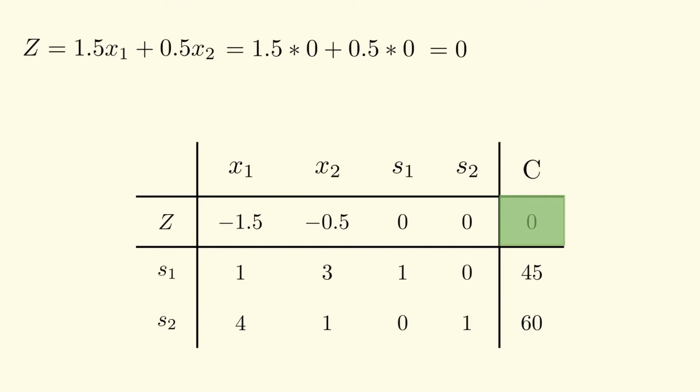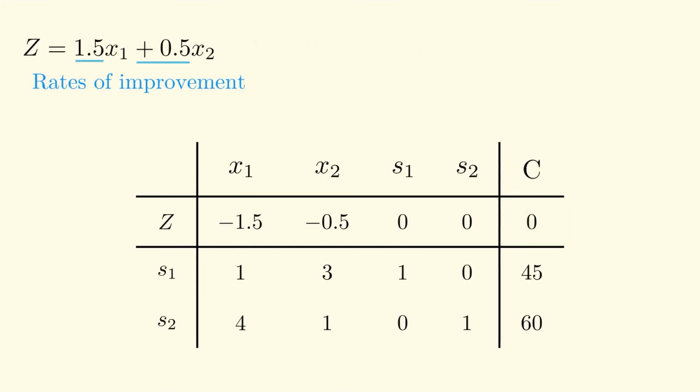But the simplex method moves along the edges of the feasible area, which is equivalent to changing the values of the variables one at a time. So we need to select one variable to increase. To reach the optimal solution as quickly as possible, it makes sense to select the variable with the largest rate of improvement. So we do that.